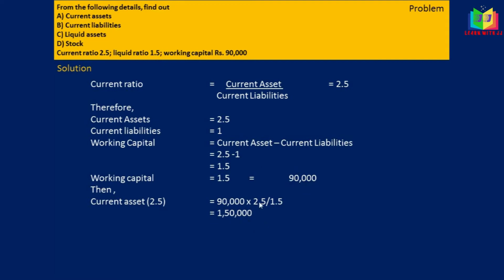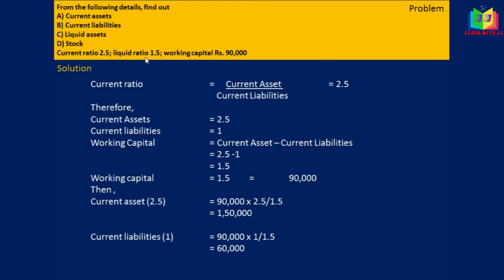In a similar way we can find the current liabilities. Current liability is 1 here, and 1.5 is equal to 90,000. So now we can find the value of 1: 90,000 into 1 divided by 1.5 gives 60,000. This is the current liability. Using this current assets and current liability, we can move on to the next step.